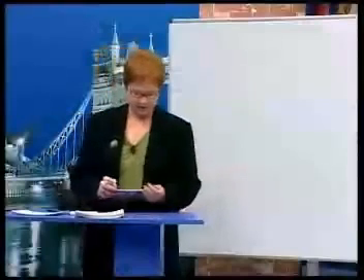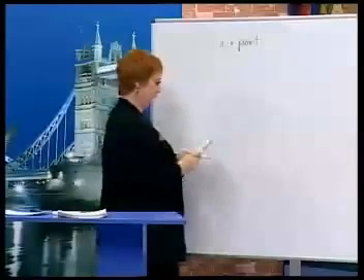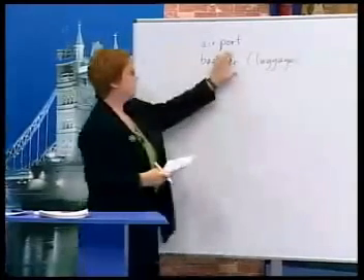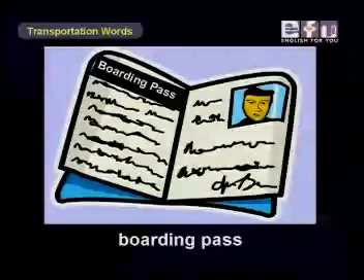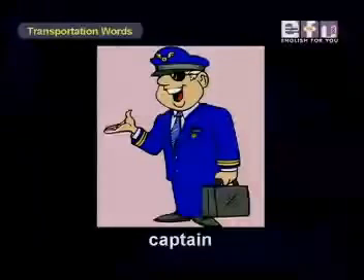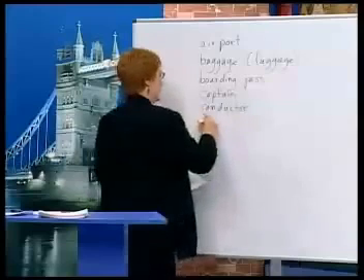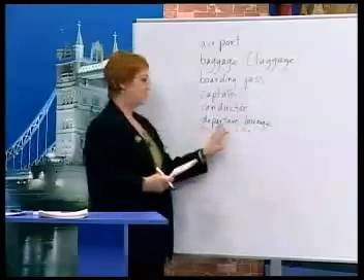Okay, now here are some important words to know about travel. Now, first one is airport. Airport. The next is baggage. Baggage, also called luggage. Luggage, like bag. Baggage and luggage. A boarding pass. A boarding pass. It's like a ticket. Captain, the conductor, the departure lounge, departure means to go.